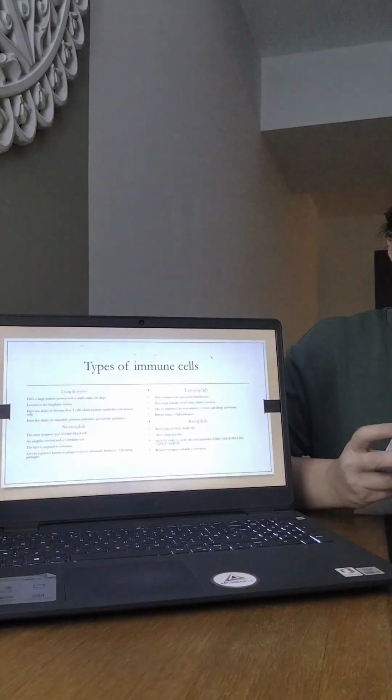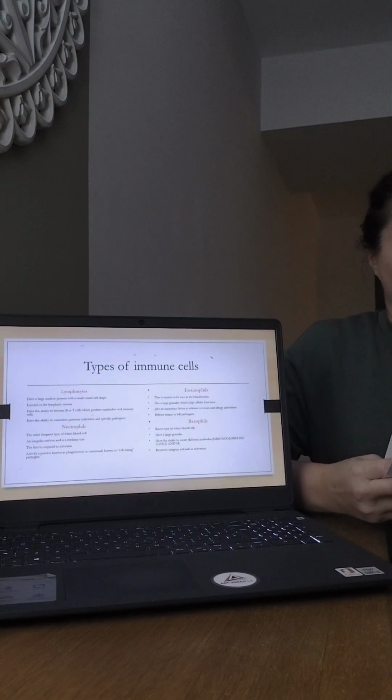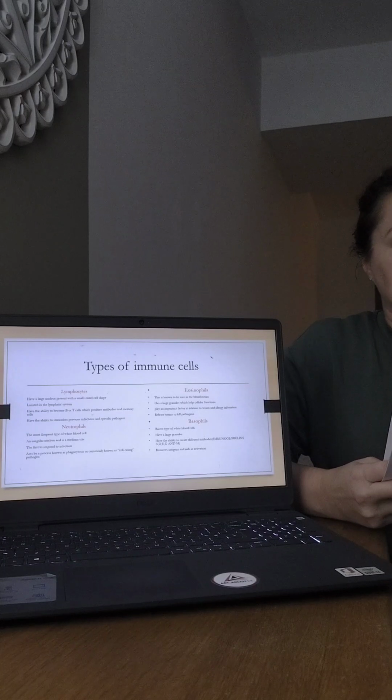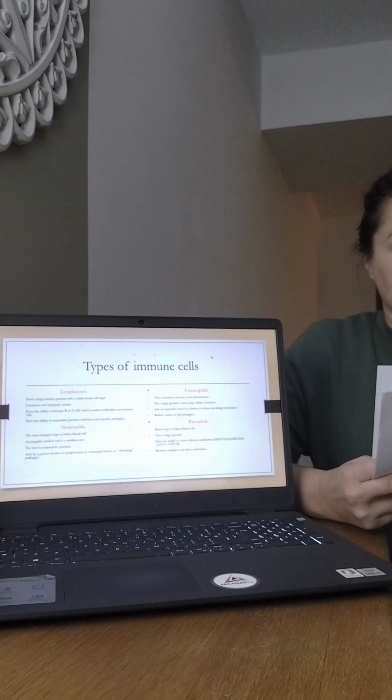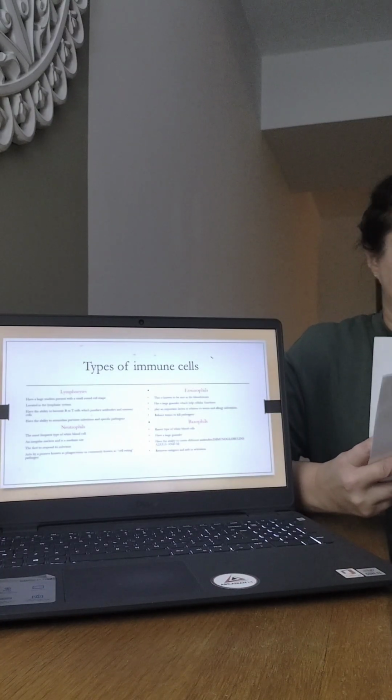Neutrophils are the most frequent type of white blood cell. They have an irregular nucleus and are medium sized, and are the first to respond to infection. They act by the process known as phagocytosis, commonly known as cell eating.